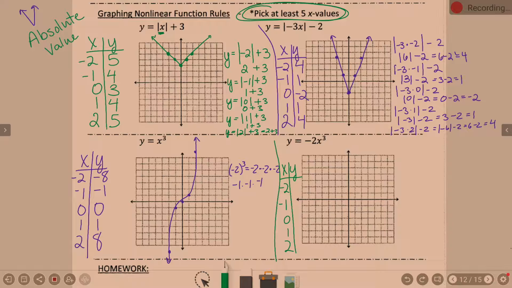Now, negative 2 times negative 2 to the third. When you're doing this, remember Aunt Sally. PEMDAS? Order of operations first, so exponents first, and then we'll multiply by negative 2. So what is negative 2 to the third? Negative 8. It was negative 8 over here, yes? Yeah. And then negative 8 times negative 2? 16.